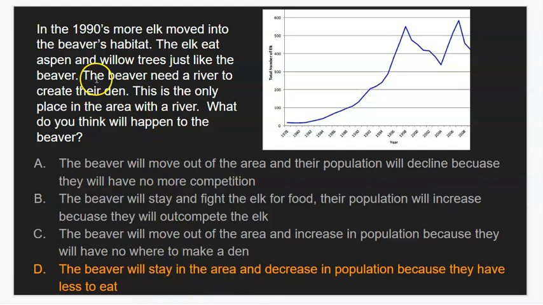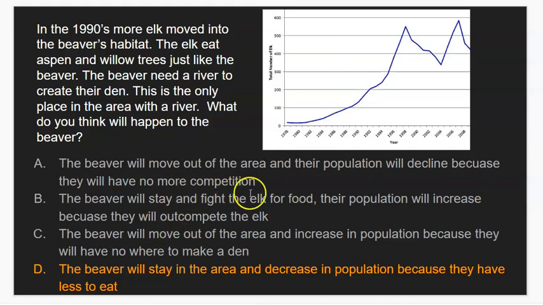It's said right here, the beaver need a river to create their den, and this is the only place with a river. If they left, they would die out, and they would not want to leave an area that has a place for them to make a den. So they have to stay, and they have to struggle to survive and try to get enough food, okay? And what's going to happen is their population will decline because the elk are bigger. They're going to eat some of the same food, and the beaver is going to decline.